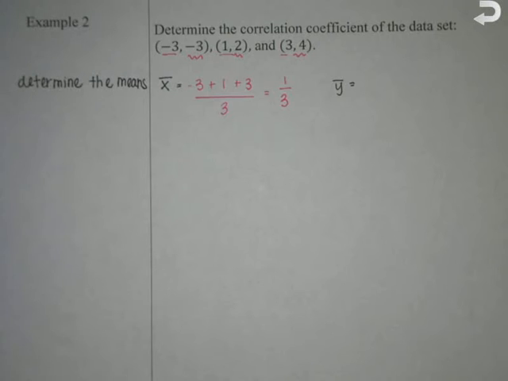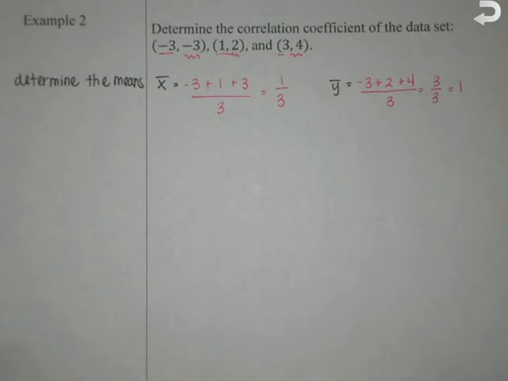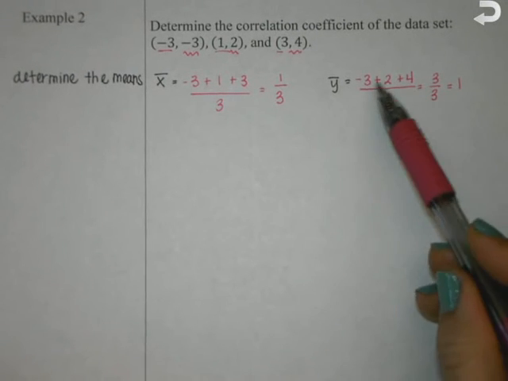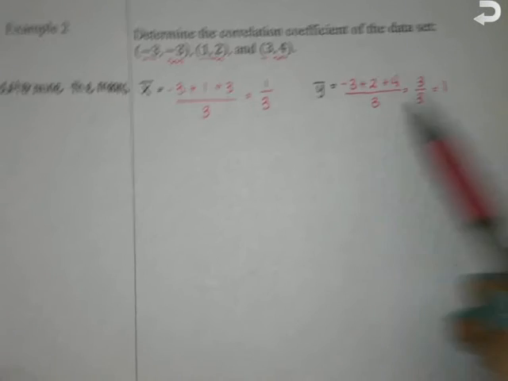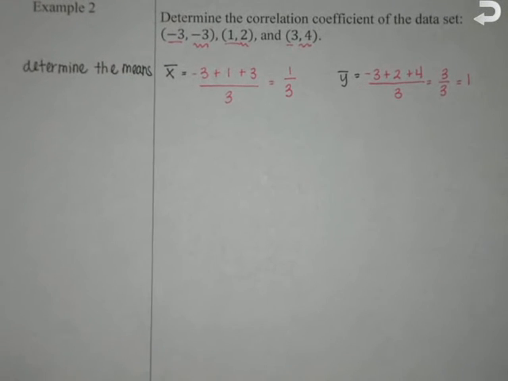Yeah, so did I. Okay, so I got Y bar, the mean of the Y values, should have come out to 1. -3 plus 2 plus 4, divide all that by 3. That gives you 3 over 3, which is 1. Okay, so far so good?